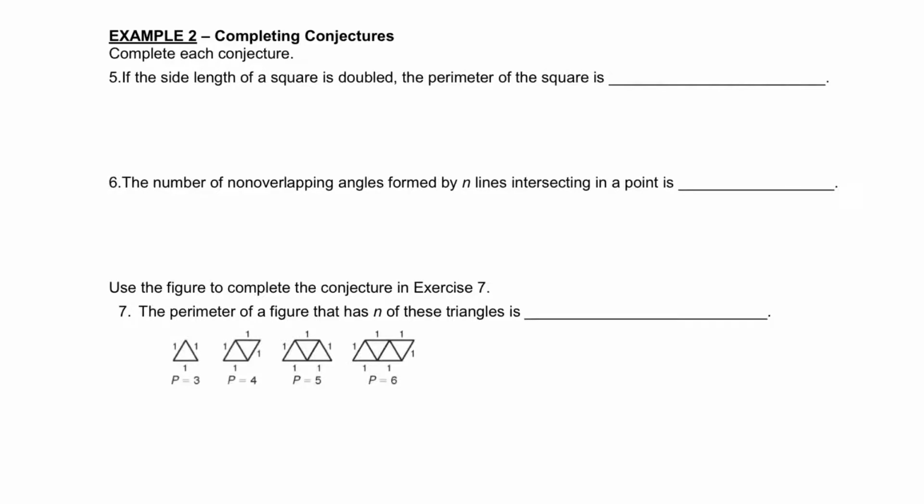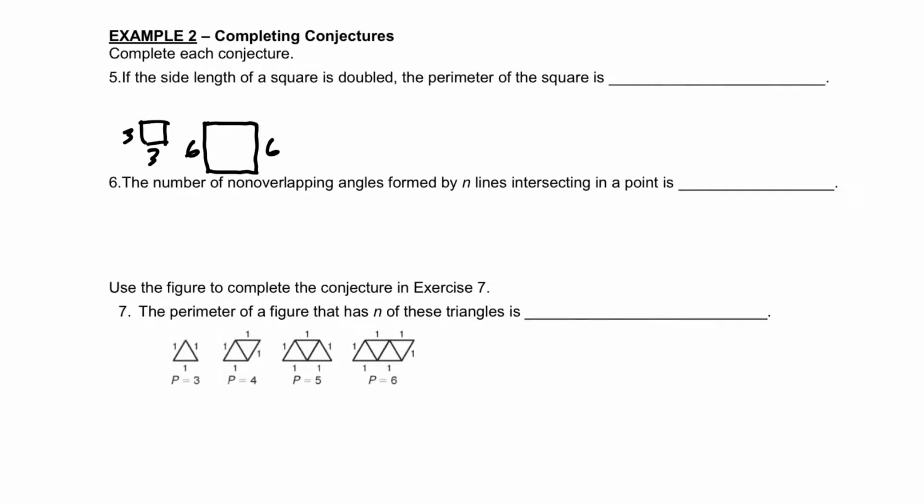In example 2, we have number 5, and what we're going to do is we need to use our inductive reasoning to make a conjecture to fill in the blank. All right, so we're going to try to come up with a conjecture of what we believe may be true. So we're going to make up a couple of specific examples to see what's going on and see if we can figure out what would be true. That would be our conjecture.